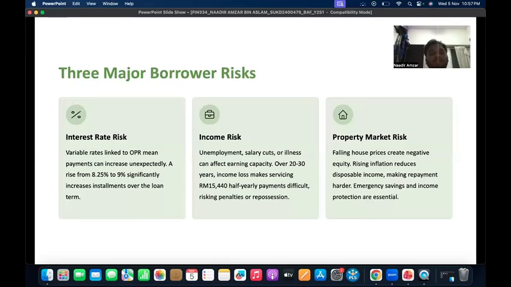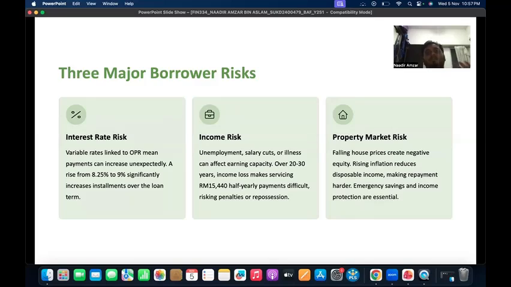So, the three major borrower risks. Now let's talk about the three major risks borrowers face. First, interest rate risk. If rates go up, the repayment increases. For example, if the rate jumps from 8.25% to 9%, John and Mary's payment would rise quite a bit, putting pressure on their budget. Second, income risk. If either of them loses their job, gets a pay cut, or faces illness, it becomes difficult to maintain the 50,440 ringgit half-yearly payments. That can lead to penalties or even repossession.